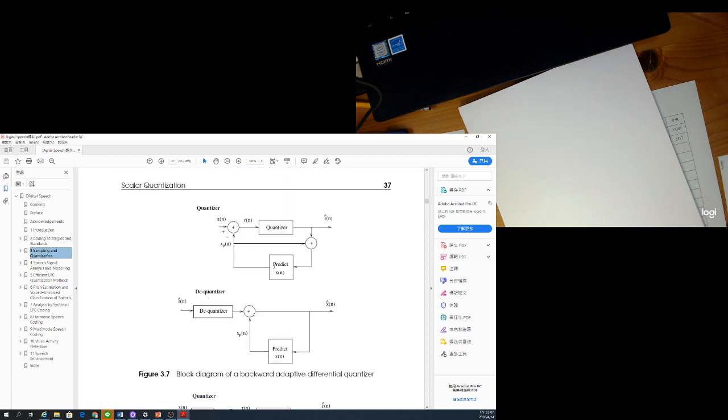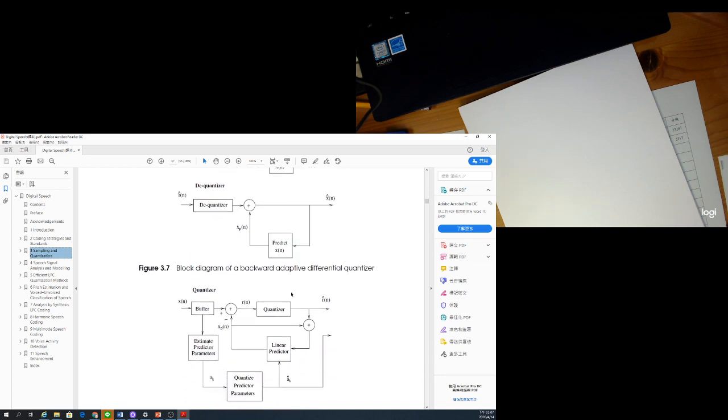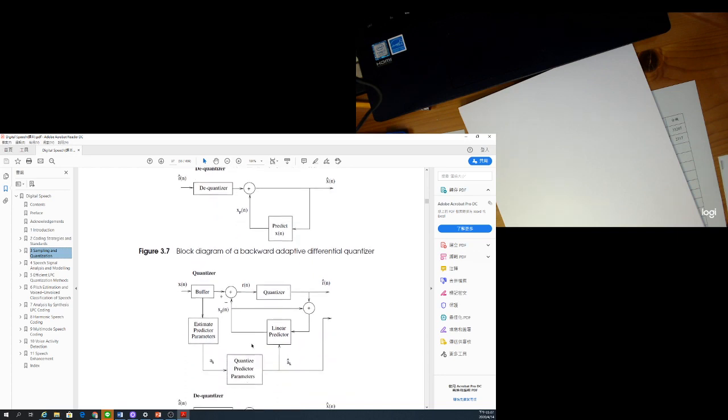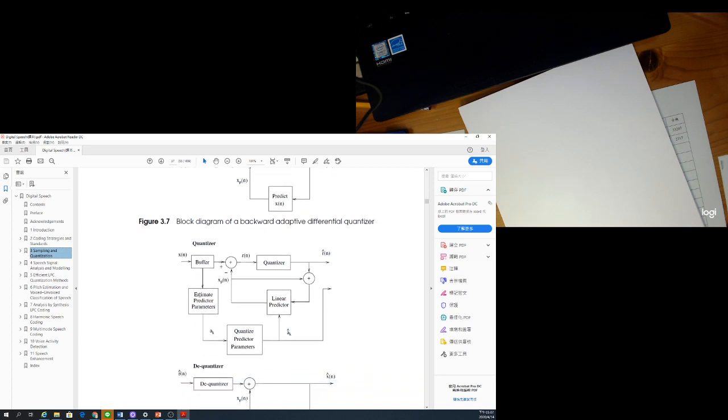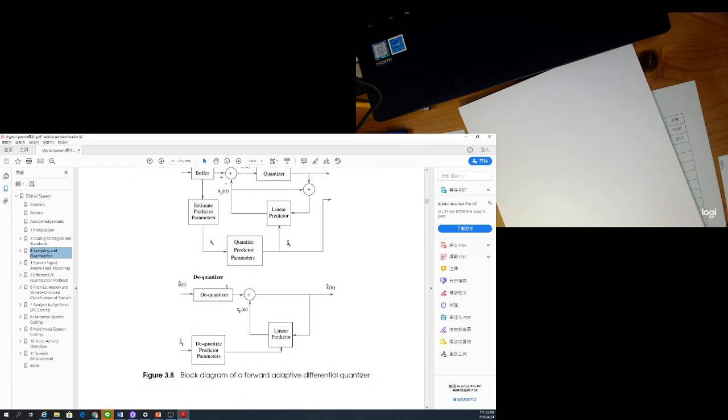So this one is backward adaptive, based on the decoded signal. We do the prediction, however, the prediction has some coefficients. They also show you the coefficients based on the original signal. However, sometimes when you do the prediction you can base the coefficients on the decoded signal, depending on you. But if you base it on the input signal, you can get a good prediction value.